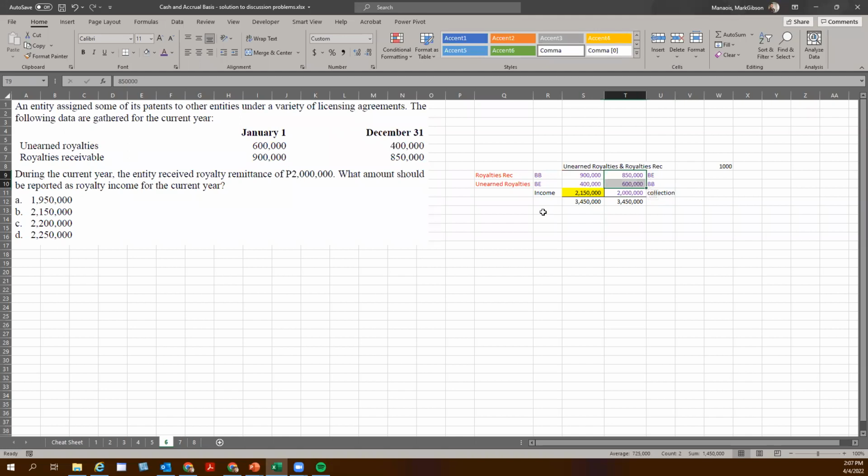So get the sum. So that's 3,450,000. And then squeeze natin yung royalty income. So that's 3,450,000 less 900,000 less 400,000. So that would be 2,150,000 or letter B.